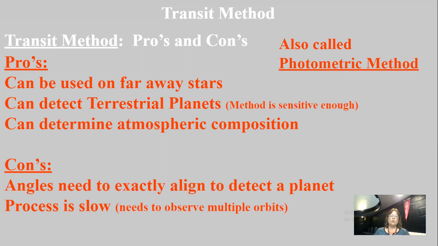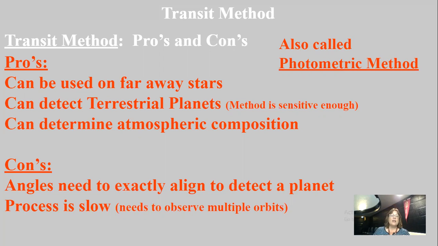So that's really a cool benefit of this particular method. It's the only method that we can learn about the atmospheres of these planets. So if you hear that an exoplanet was discovered with, for instance, water in its atmosphere, that particular exoplanet was probably discovered using the transit method.